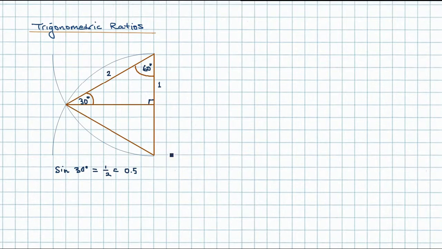Okay, so we don't always need to reach for the calculator. There are some angles, like the sine of 30, that we can calculate and perhaps memorize simply by thinking of this 30, 60, 90 triangle.